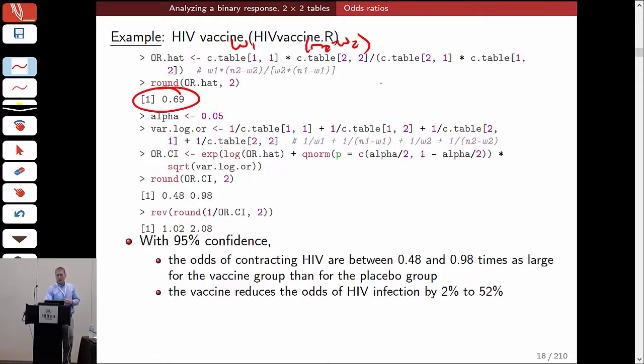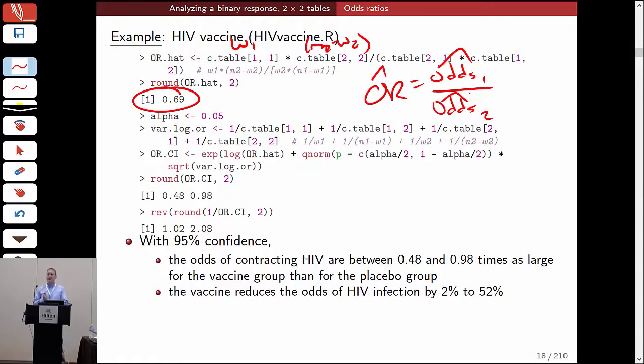Now remember what we're doing here with this odds ratio. It is the estimated odds for group 1 over the estimated odds for group 2, where group 1 is the vaccine group. Group 2 is the placebo group. So what this is saying is that the placebo group has a higher odds of coming down with HIV than the vaccine group, at least in this sample. So that's a good sign.